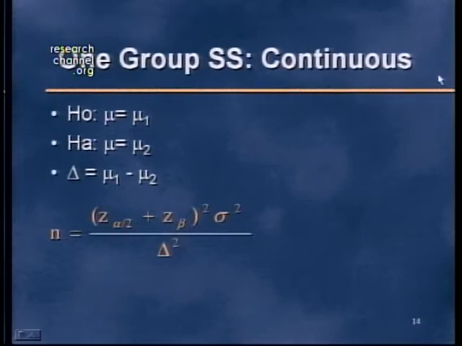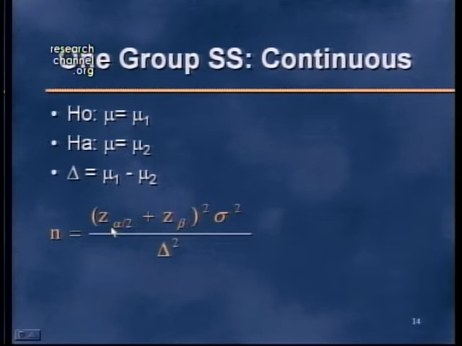Okay, so there was a question about going over slides 14 and 15. So in fact, they are different. The first one on slide 14, we're looking at a continuous outcome. And we're aiming at being able to test a hypothesis that the true mean value is some value mu naught versus an alternative that it's mu 2.